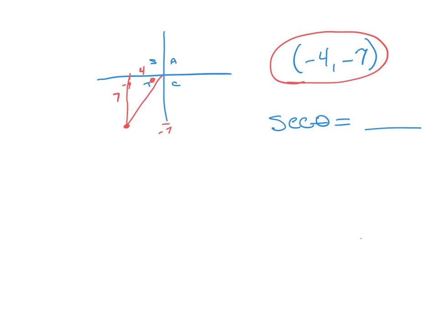So I need to find the hypotenuse. It's just a simple Pythagorean theorem. 4 squared plus 7 squared equals c squared. 16 plus 49 equals c squared. What is that, 65? Equals c squared. So this is the square root of 65. Got it?